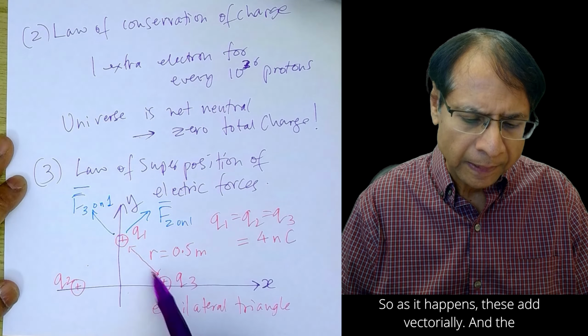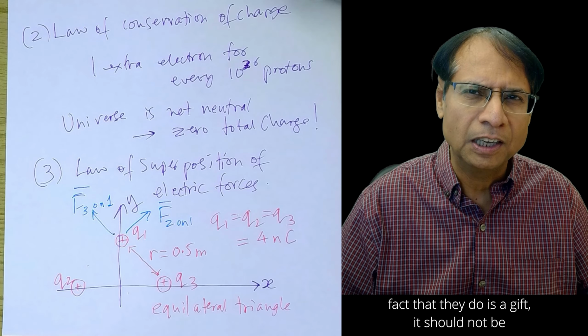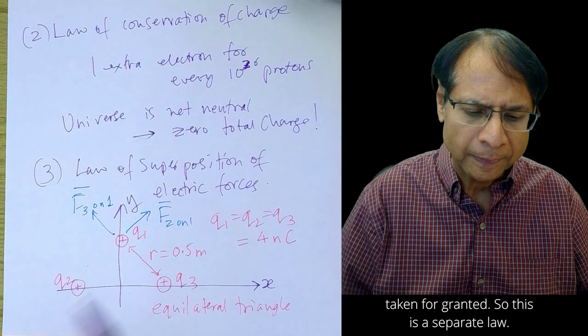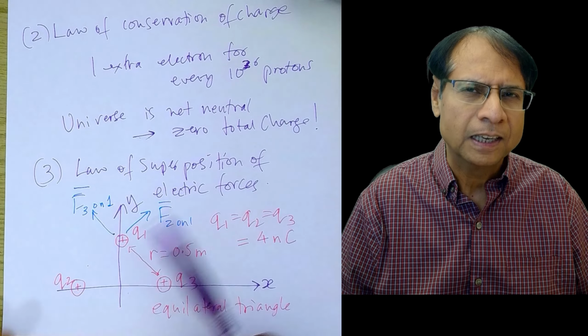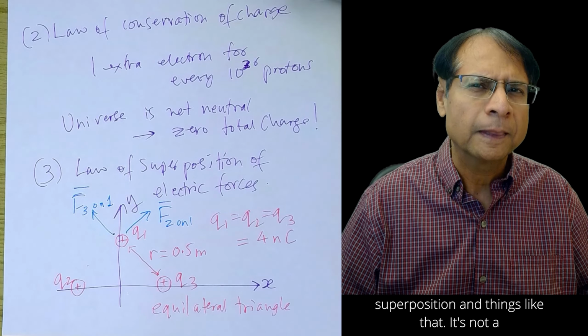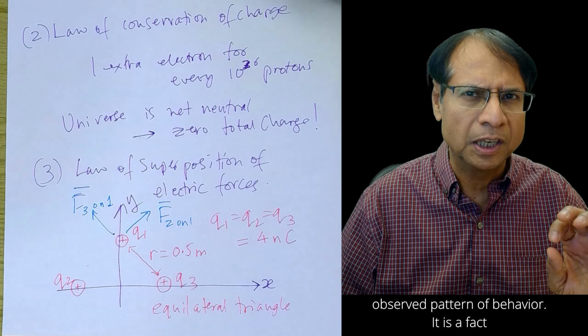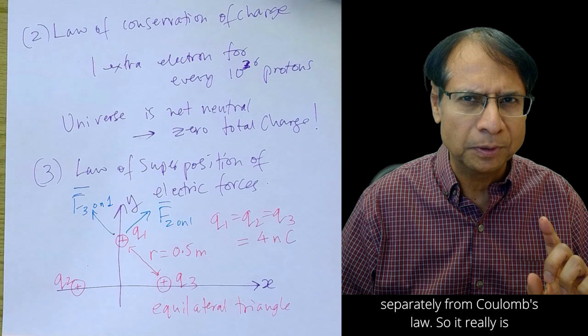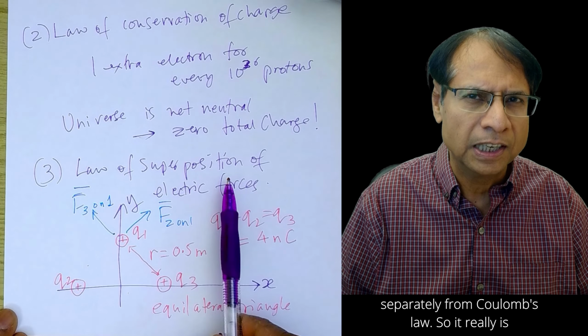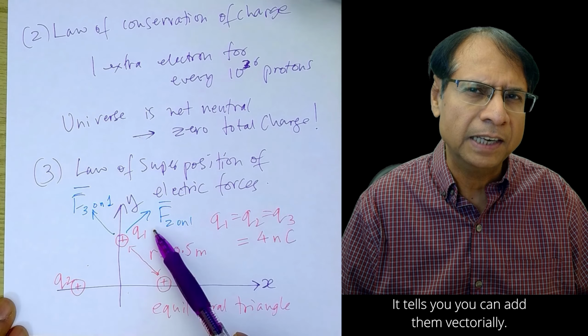So as it happens, these add vectorially. And the fact that they do is a gift. It should not be taken for granted. So this is a separate law. Sometimes it's called the principle of superposition and things like that. It's not a principle. It's not an assumption. It's an observed pattern of behavior. It is a fact separately from Coulomb's law. So it really is a law of superposition of the electric forces. It tells you can add them vectorially.